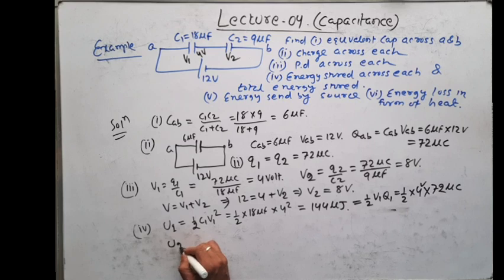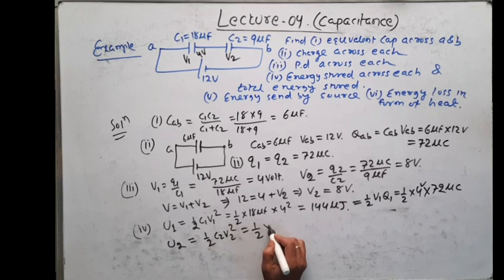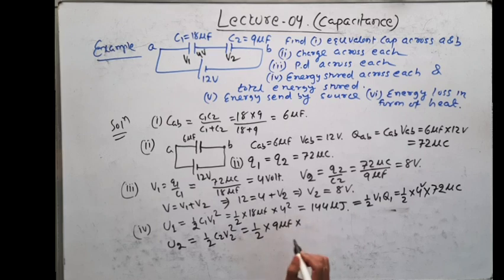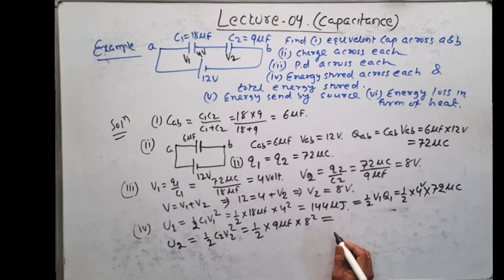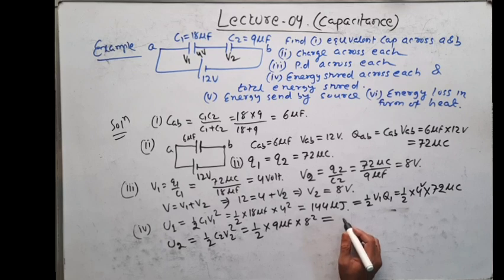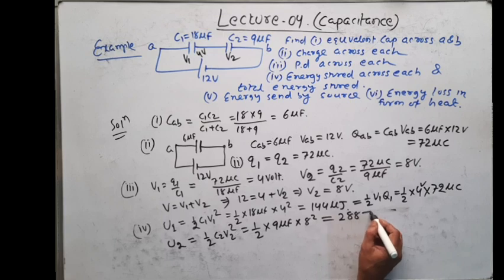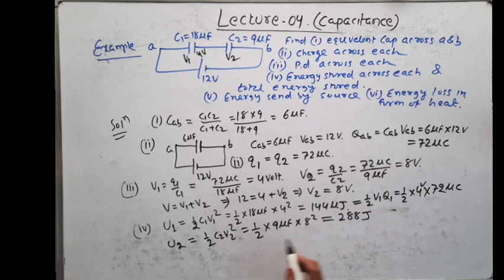Then what is the energy stored in the second capacitor? You can write it is half C2 V2 square. So what is C2? 9 microfarad, into V2. What is V2? V2 is equal to 8 volt, 8 square. So if you just multiply, you will get 288 microjoule. Okay, so this is the energy stored in the second capacitor.